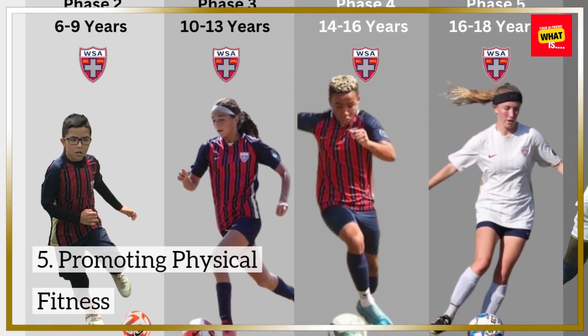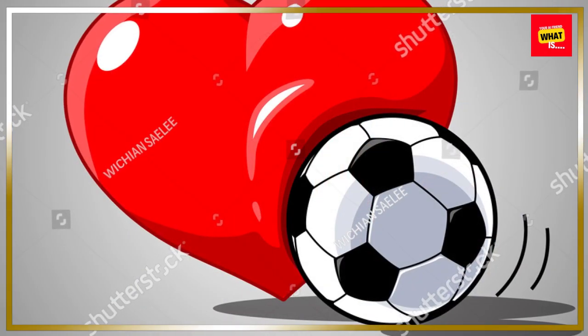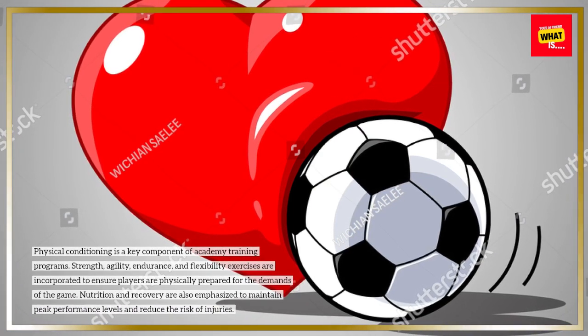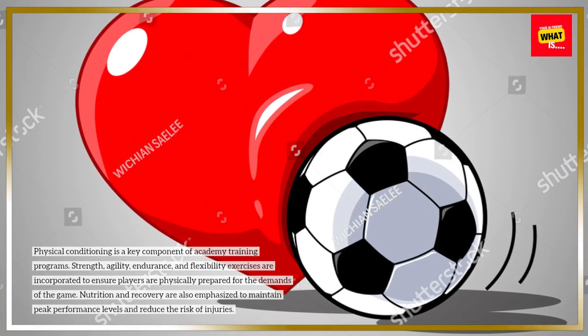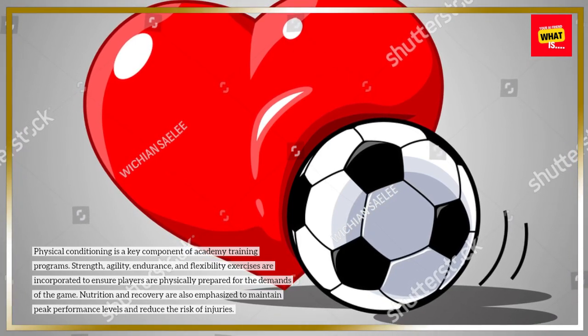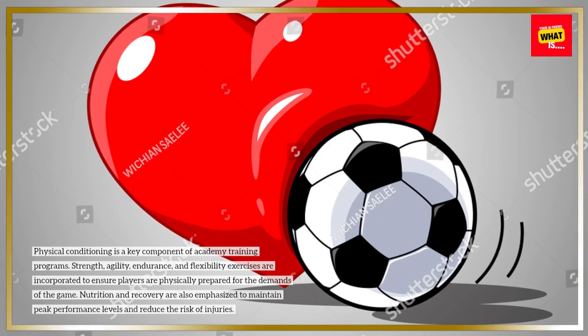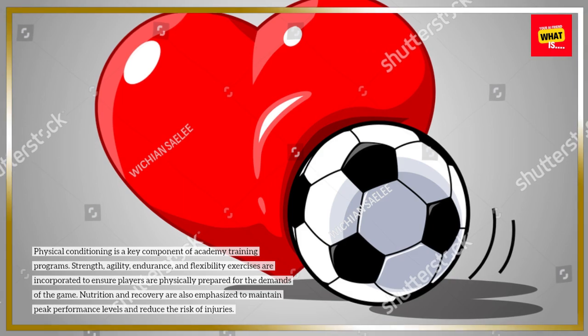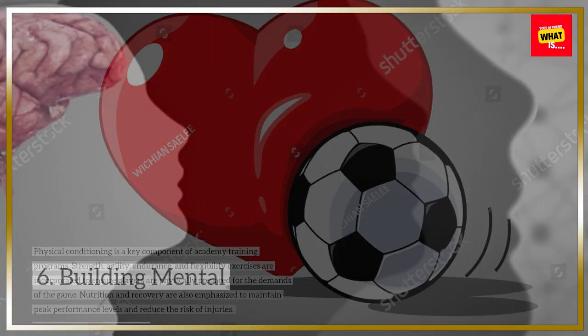5. Promoting physical fitness. Physical conditioning is a key component of academy training programs. Strength, agility, endurance, and flexibility exercises are incorporated to ensure players are physically prepared for the demands of the game. Nutrition and recovery are also emphasized to maintain peak performance levels and reduce the risk of injuries.